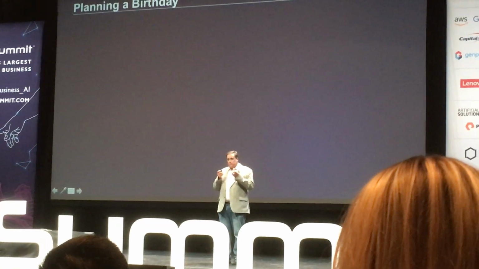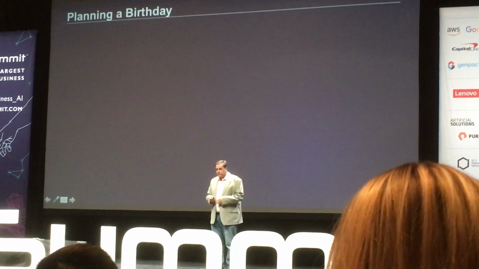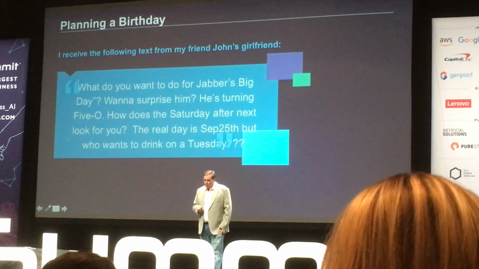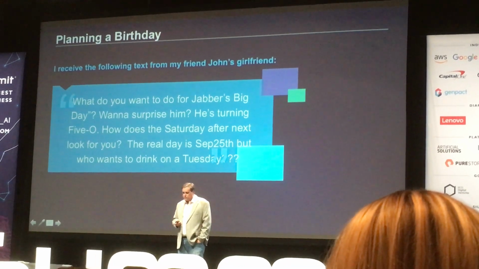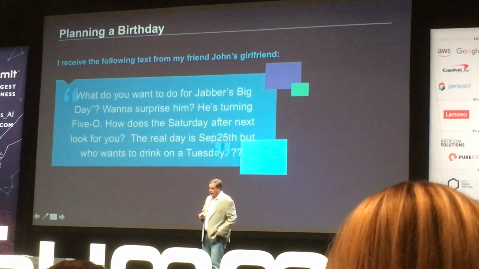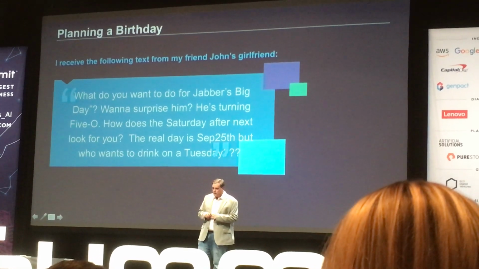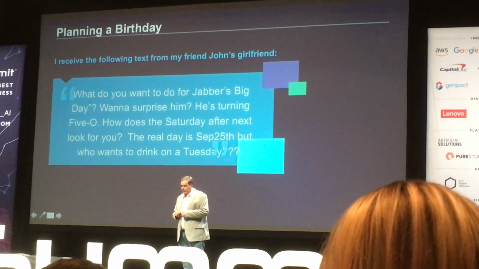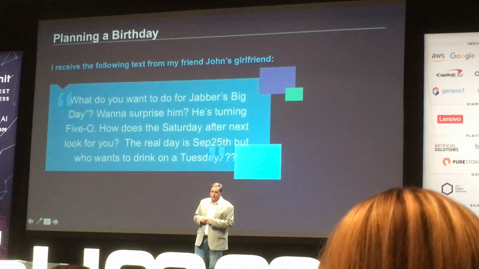Texts, review the text, and then create events, plan events based on the text. So I get an email from John's girlfriend, and she says, what do you want to do for Jabber's big day? Want to surprise him. He's turning 5-0. How does the Saturday after next look? The real day is September 25th, but who wants to drink on a Tuesday?